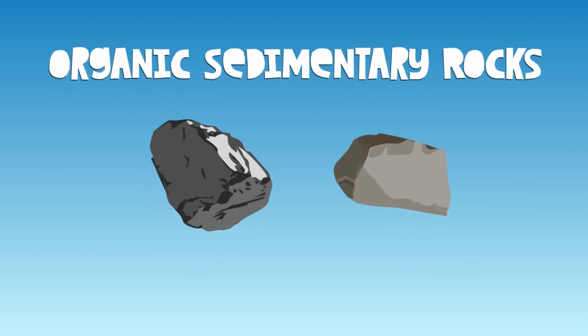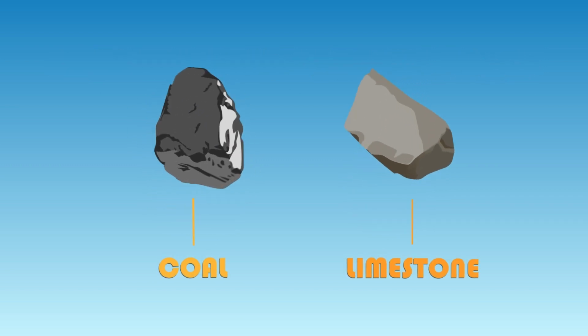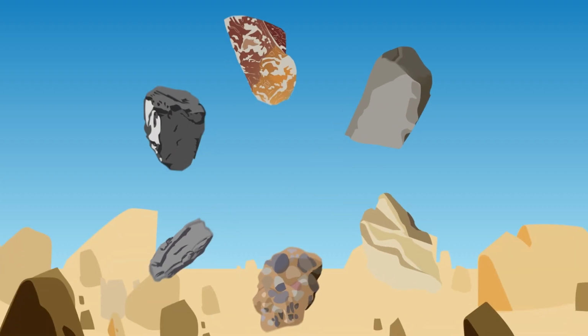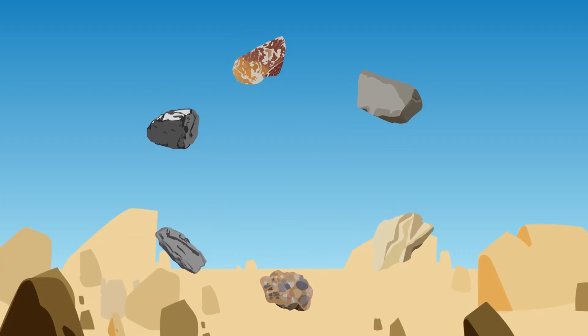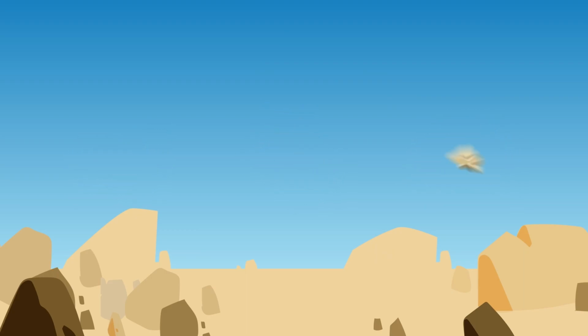Organic sedimentary rocks, of this I do condone. Examples include coal and some types of limestone. Rocks rock, these are sedimentary, one of the 3 main types of rocks on Earth you're about to see.